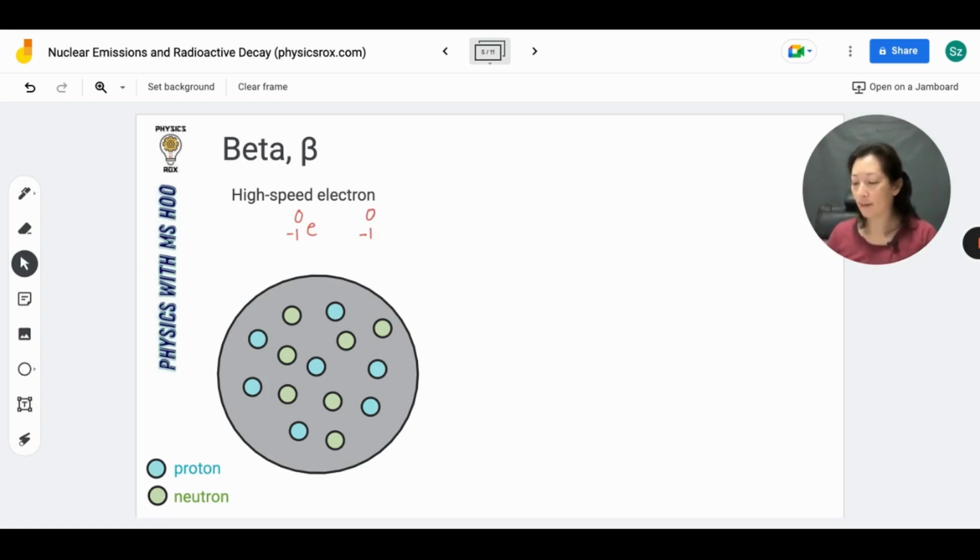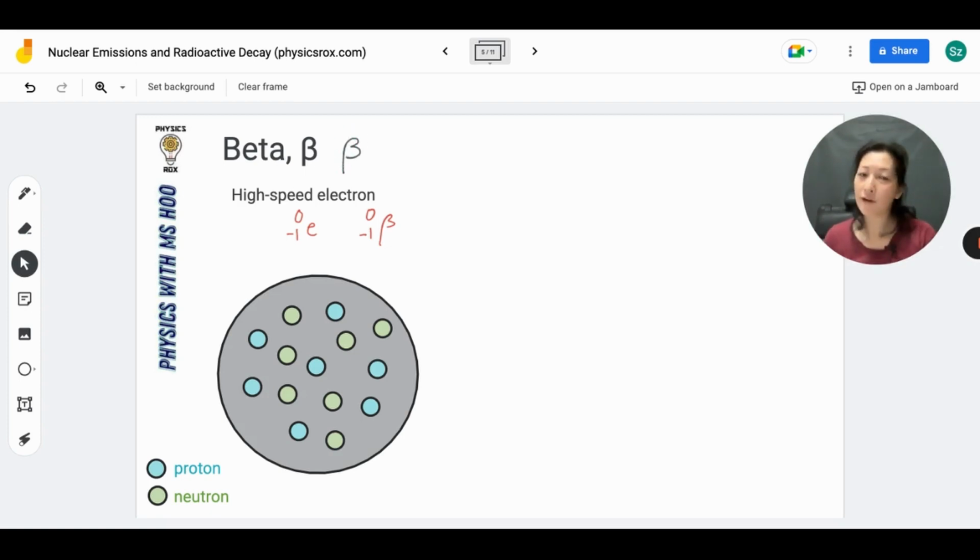Now the symbol for beta, I look at it like a butterfly. So the alpha is a fish, beta is a butterfly. So you write it this way. It's like a bee with an extended tail.